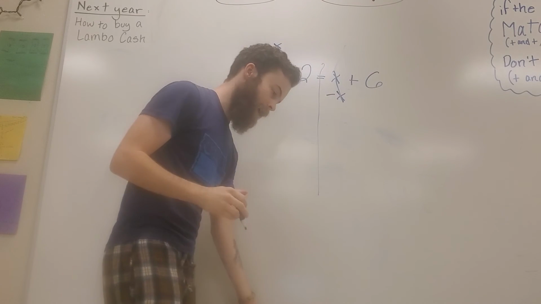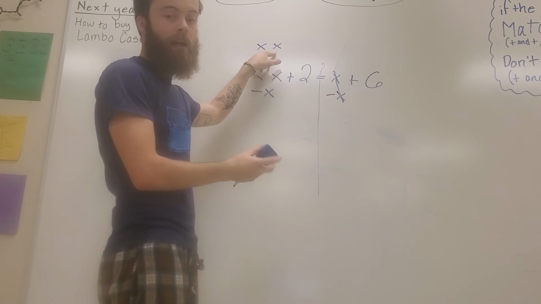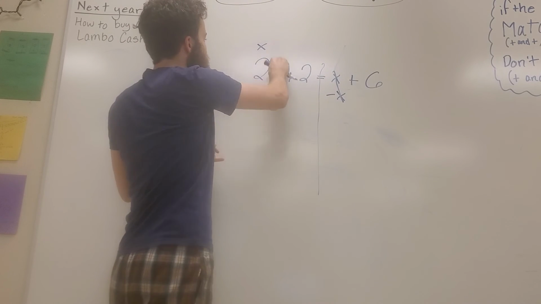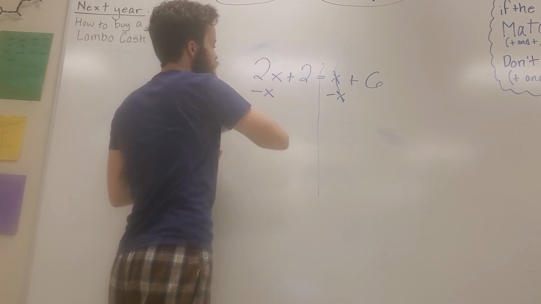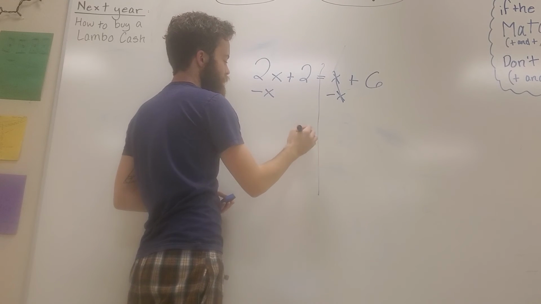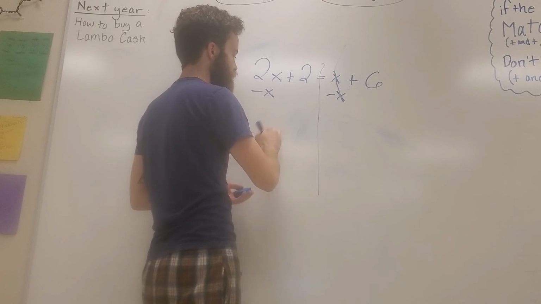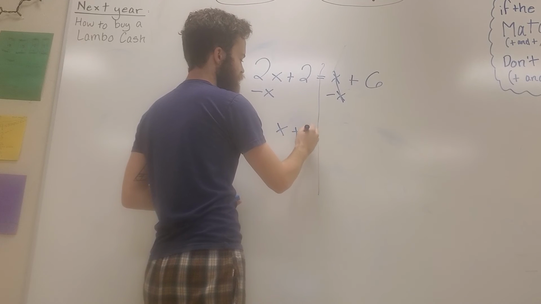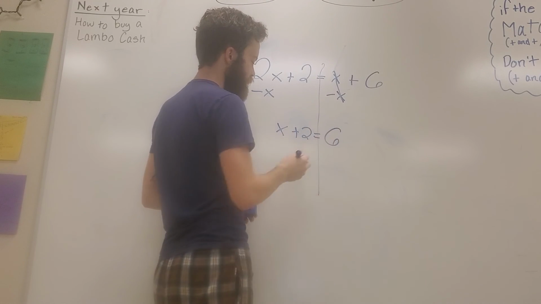2x minus x, again, I could think of it as literally 2 x's. I'm going to erase one of them. I'm only left with 1. So 1x, whoops, excuse me, we still have plus 2. X plus 2 is going to equal 6.